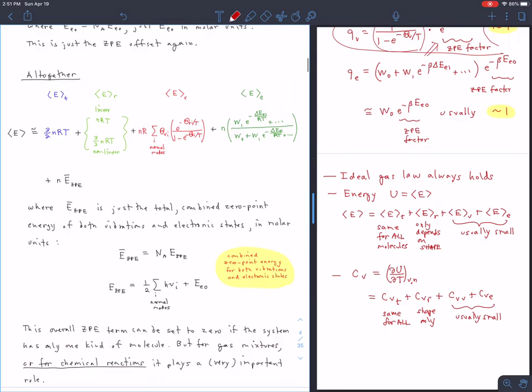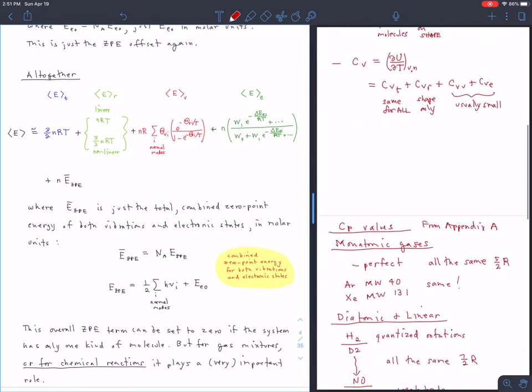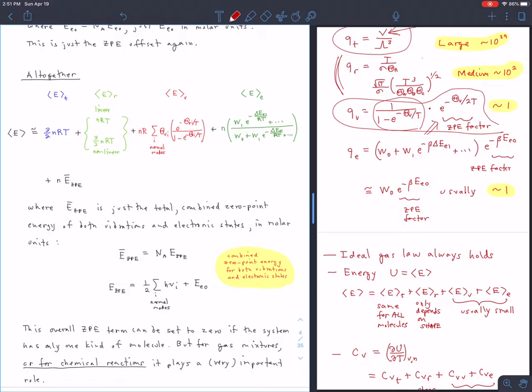Okay, putting everything together then, here's the whole business all at once. Here's the translational contribution, here's the rotational contribution, here's the vibrational contribution, and here's the electronic contribution. And you'll see that there's no contribution here from W0, from the ground state population. And that means that if we don't get any contribution or any appreciable contribution from the second excited state, then this whole term will be 0. And that's true most of the time.